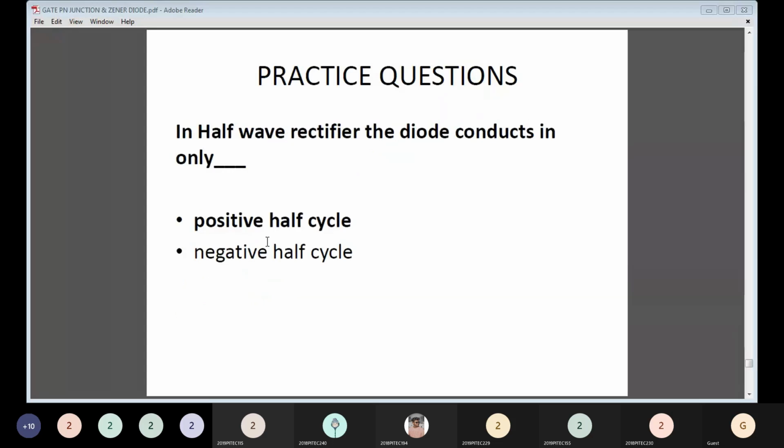Next. In a half-wave rectifier, the diode conducts in only dash direction. From the name itself, you can understand. Only one diode will be able to conduct, and that too during the positive half cycle only. So in a half-wave rectifier, the diode conducts only in the positive direction.